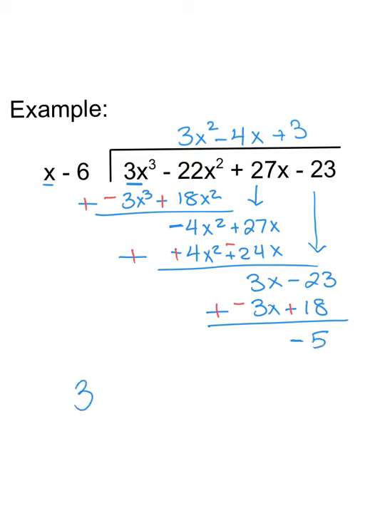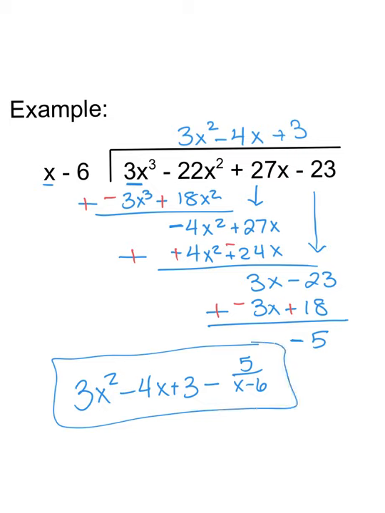Again, my answer is 3x squared minus 4x plus 3. The remainder in this case is negative 5, so I'm going to write minus 5 over x minus 6. And that is my final answer.